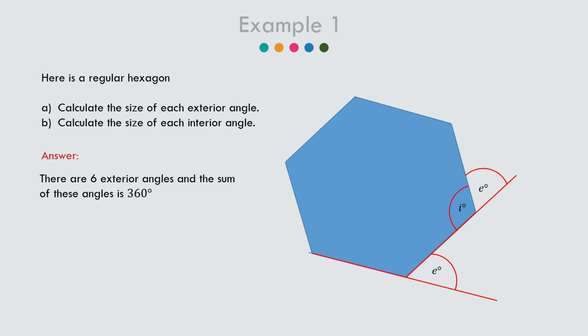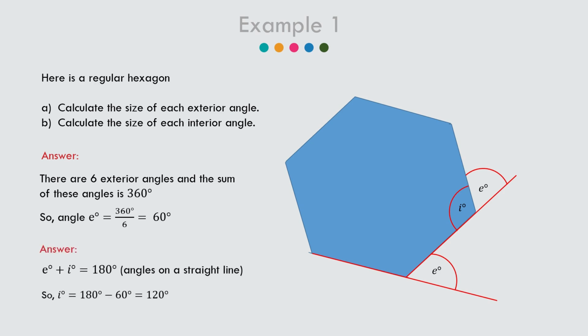Because this is a regular polygon, we should be able to just divide 360 by 6 to give us the answer, 60 degrees. To calculate angle E, all we have to do is subtract the 60 degrees from the 180 to give us our answer, 120 degrees.